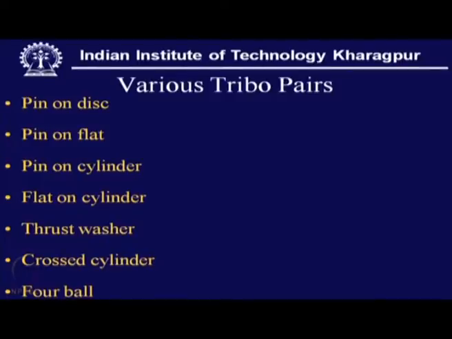Now, various tribo pairs we can look at. When we talk about friction and wear of coating, this is one step in the process of characterization. In the characterization, we have seen how the hardness value may affect the quality of coating, whether it can be selected or whether it needs no coating for functional use.